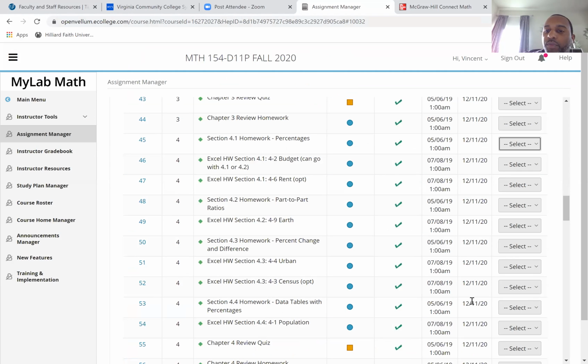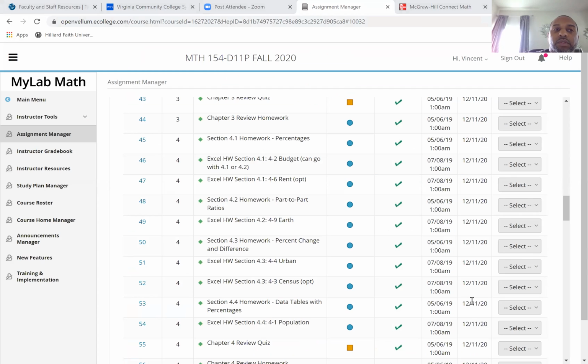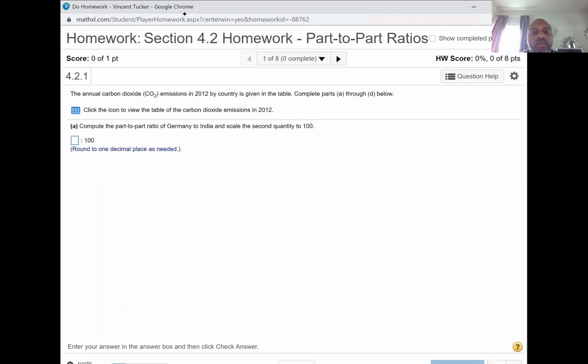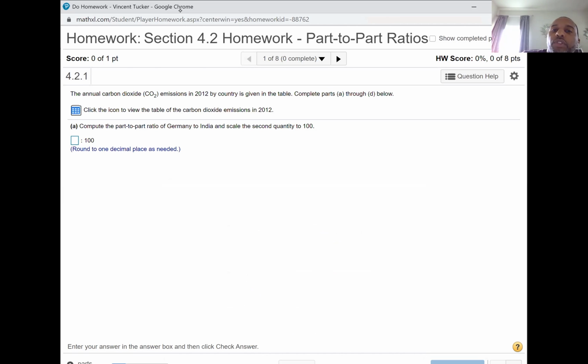So we're looking here at part 4.2. Annual carbon dioxide emissions in 2012 by country are given by the table. Complete the charts or parts. They give you this chart to lean on in order to answer the questions of the problem. So let's go to the notes.